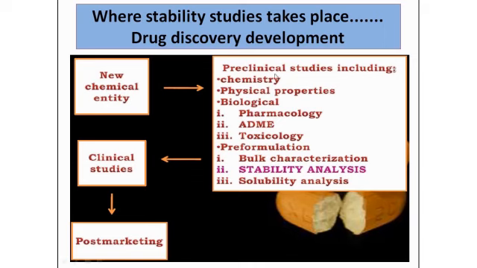First of all, preclinical studies are done. The preclinical studies of the drug include checking the chemistry of the drug, the physical properties, then the biological properties. In the biological properties, we have to check the pharmacology, ADME. ADME is absorption, distribution, metabolism and excretion, or you can say elimination. This is a part of pharmacokinetics. Then we check the toxicology. Then we make the formulation, tablet, capsule, whatever it is. Before making it, we have to check the pre-formulation.